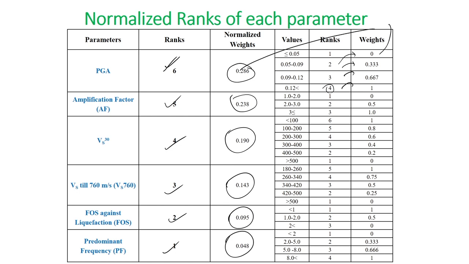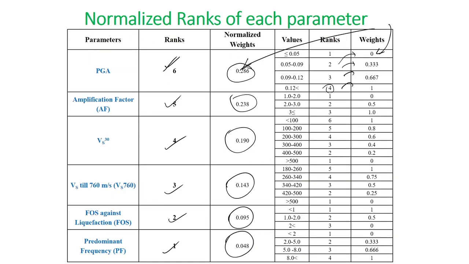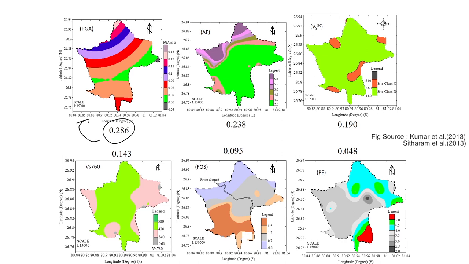These normalized weights collectively help in finding the hazard index for the particular site of interest. We take this weight, 0.286, and multiply it with the weight of PGA, depending upon the PGA value at that site, for the bedrock PGA thematic layer. Plus 0.238 multiplied by the weight of site amplification, defined in the previous slide, plus 0.190 multiplied by the weight of site class, plus 0.143 multiplied by the VS760 value, and subsequently for the other layers.